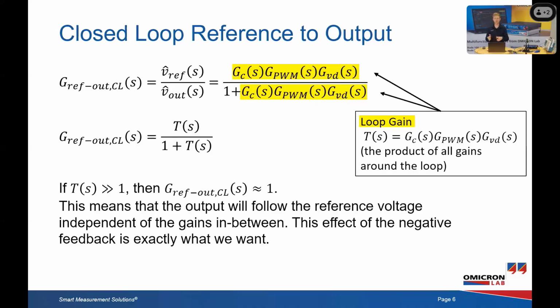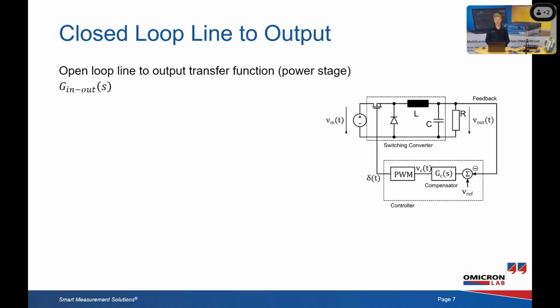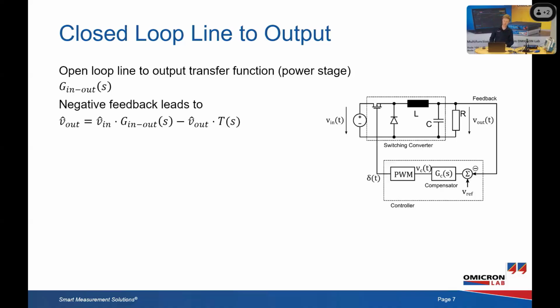And that means that the output tracks the reference, and that's exactly what we want to achieve. When we look at the line to output, so input voltage changes and how does the output voltage change, that would be the PSRR. So if we have transients on the input, we don't want them to show at the output. And if we know the open loop transfer function of our power stage, so from the power electronics components and the duty cycle, then the equation changes that open loop transfer function to a closed loop transfer function when we employ the negative feedback.